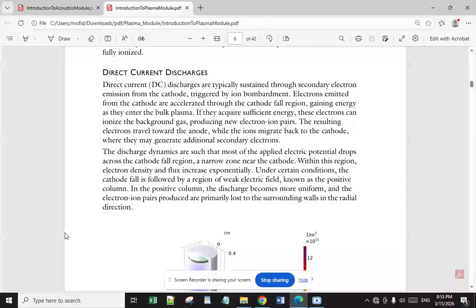The discharge dynamics are such that most of the applied electric potential drops across the cathode fall region, a narrow zone near the cathode. Within this region, electron density and flux increase exponentially. Under certain conditions, the cathode fall is followed by a region of weak electric field known as the positive column. In the positive column, the discharge becomes more uniform and the electron-ion pairs produced are primarily lost to the surrounding walls in the radial direction.